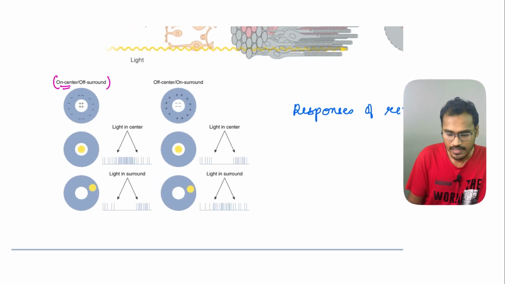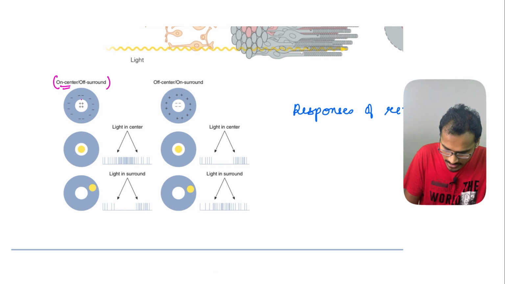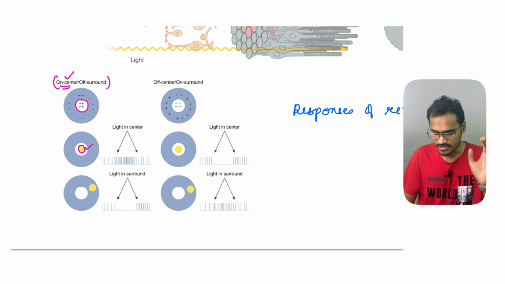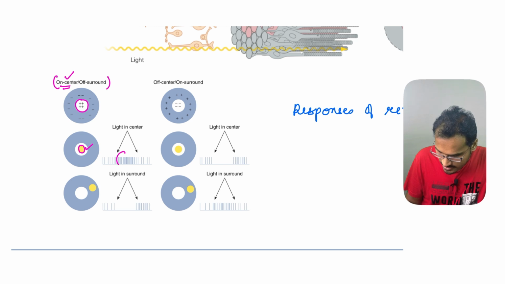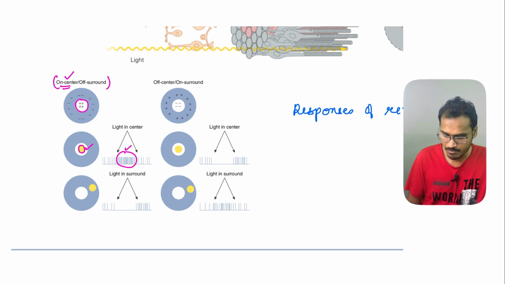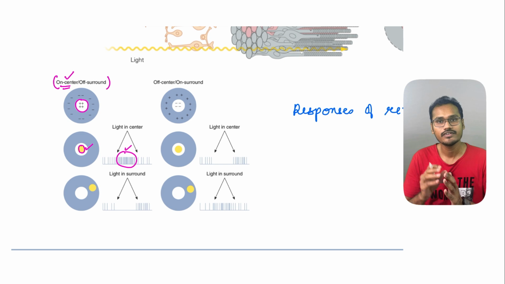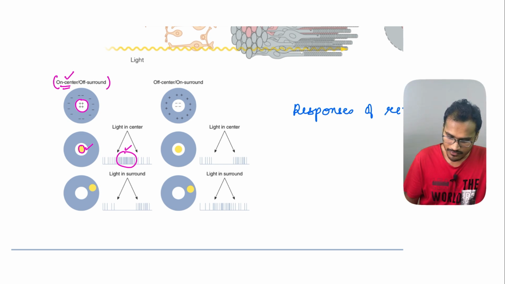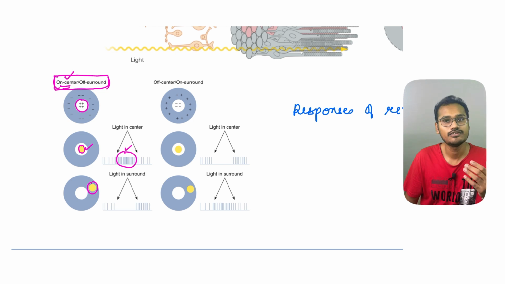On center means whenever the light is falling in the on area. Suppose the central part is the on area and light is also falling in this on center. So this center is nothing but an on center. Light is also falling on the on center, so I will get the impulses. These are the recordings of impulses or action potentials. So whenever the light is falling on the center, then the light will be perceived. Then in a similar fashion, in this setup, suppose on center is there and off surround. If the light is falling in the off area, then it will not stimulate any of the impulses.